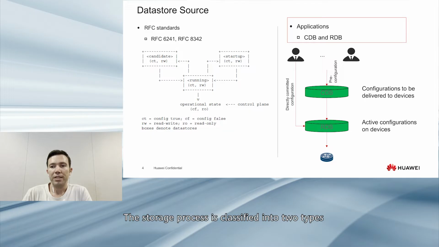The storage process is classified into 2 types. The first one is that service configurations are directly delivered to devices and saved to the RDB. The other one is that devices are configured and configurations are delivered in two-phase storage mode. In the first phase, configurations are saved to the CDB, while in the second phase, they're delivered to devices and saved to the RDB.